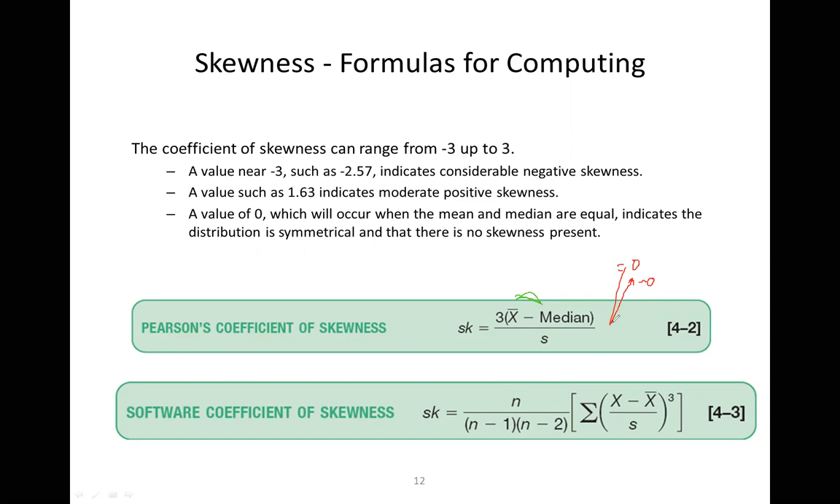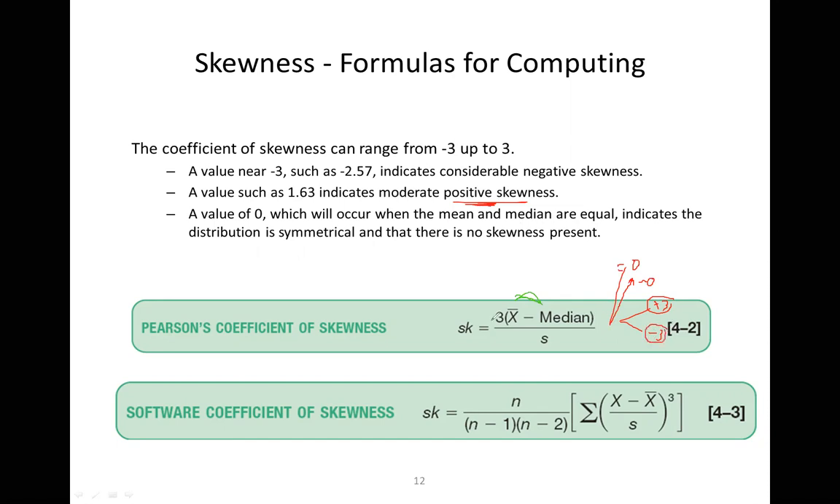But if you have the value very far from 0, close to positive 3 or close to negative 3, then you have skewed data. If it's positive, then you have positive skewness, and if you have a negative value, then you have negative skewness.